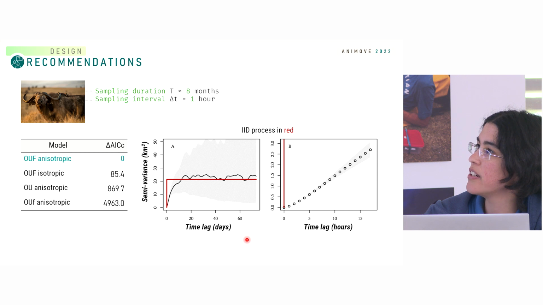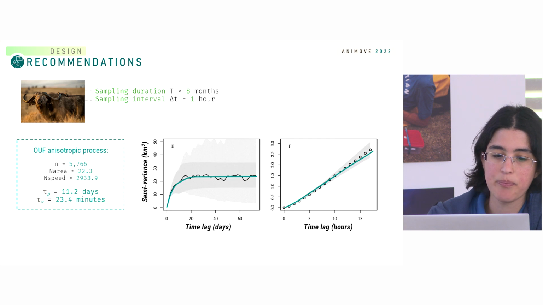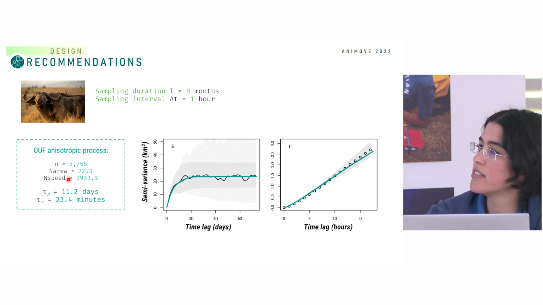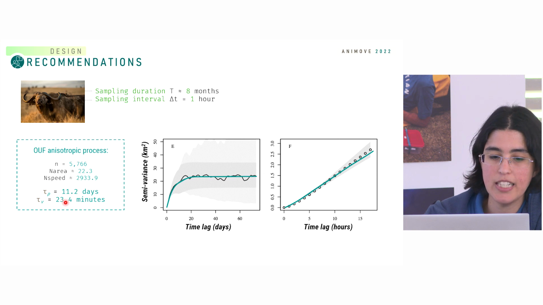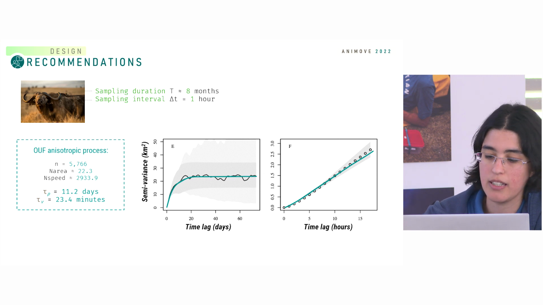So this is just going over, once again, our very good friend, the African buffalo. Obviously, we don't have the independent data, so this is what we would like if you would have it. We don't have that. The OUF is the best fit model for this data set. And for example, here we can see that the N area and the N speed are good enough for both home range estimation and for speed estimation. And these are just the parameters that are getting outputted for both the autocorrelation timescales.